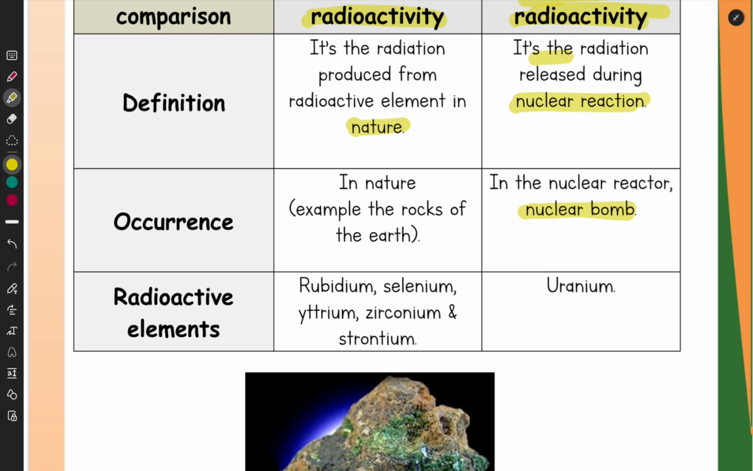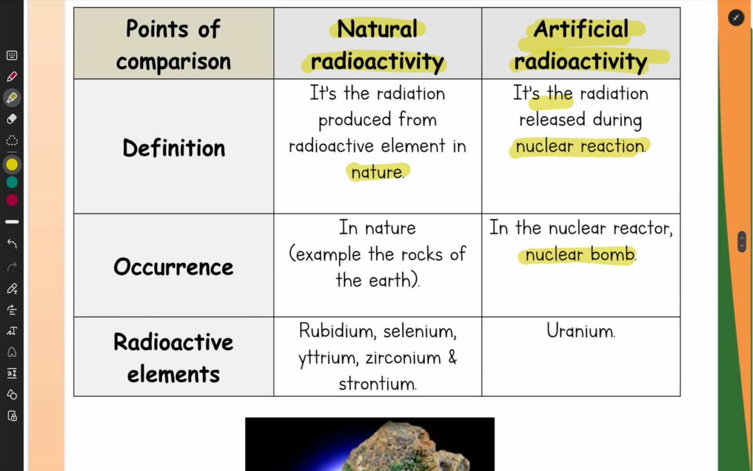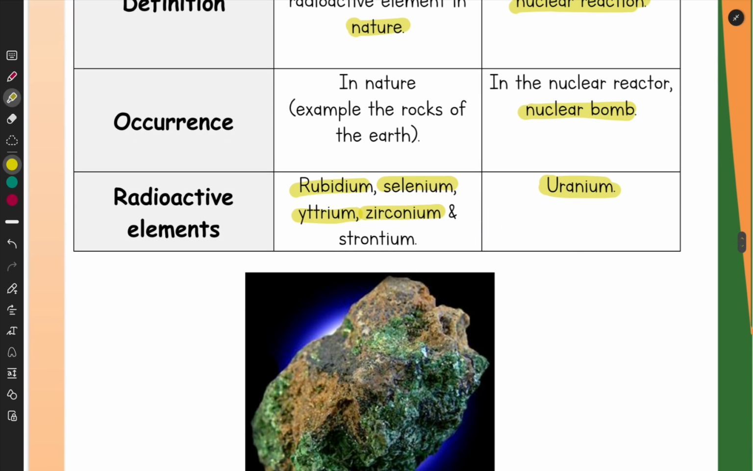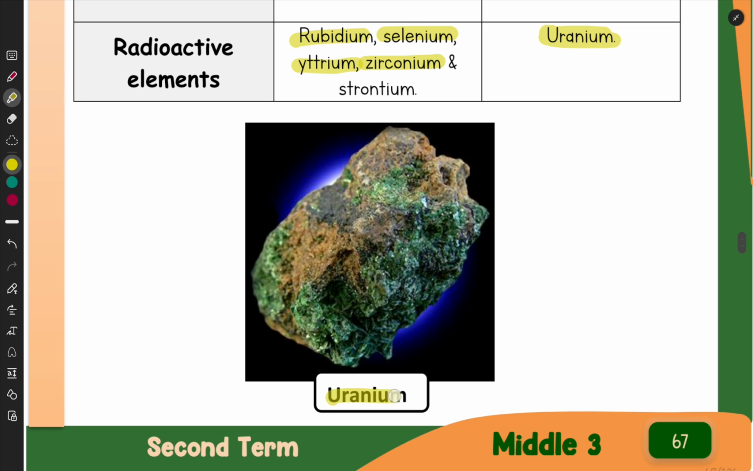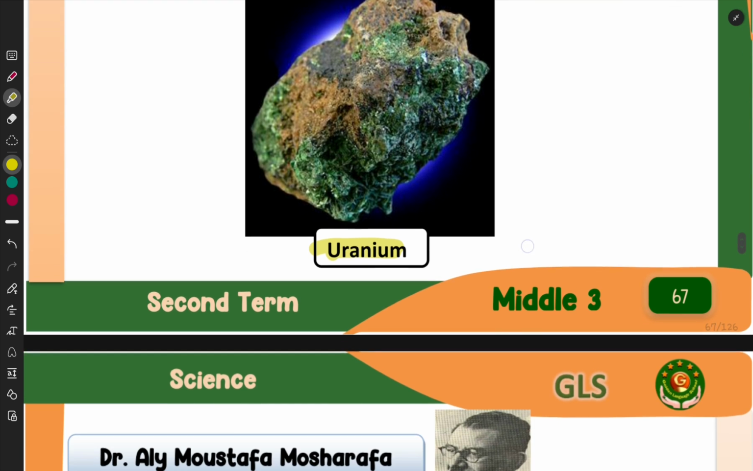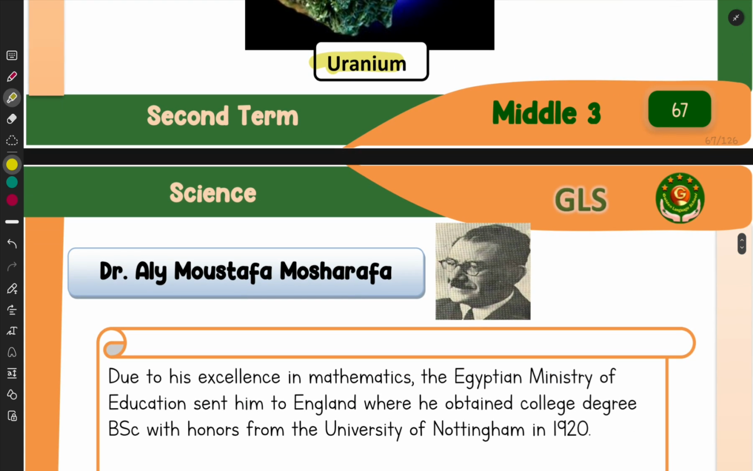Radioactive elements. Examples of some radioactive elements that radiate naturally are rubidium, selenium, tritium, zirconium, and strontium. The artificial radioactivity we use a lot is uranium, of course. There are wars between countries to get the uranium. This is the picture of uranium and how it is.